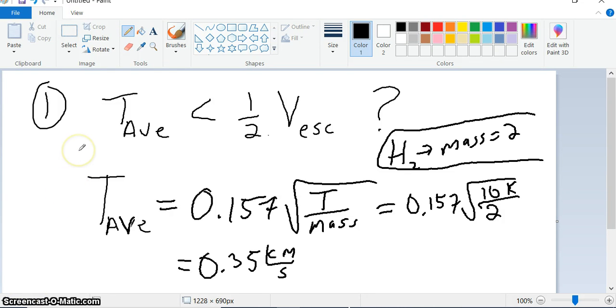Homework 19, review problems. All right, so the first one, this is really the condition that they're asking. They give us a cloud of interstellar gas. In this particular case, the gas is molecular hydrogen, which is H2. By the way, the mass of H2 would be 2. Okay, so this is the condition that we're trying to prove, or find out. Is the average temperature of the gas in this cloud less than 1/2 the escape velocity of the cloud?